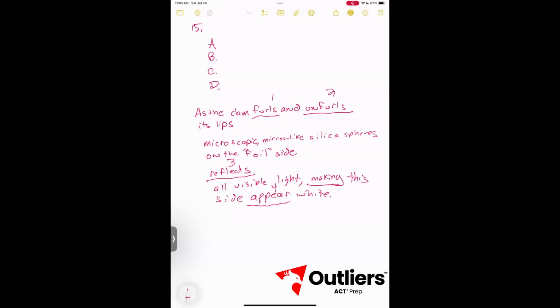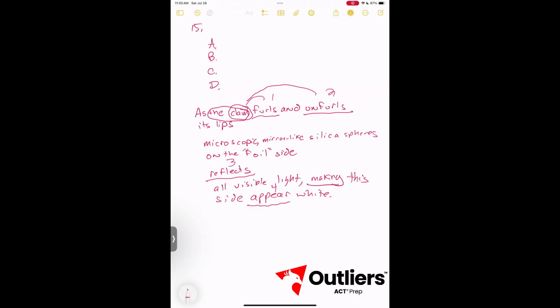For our first verbs, they both share clam as their subject. Specifically, the clam is the complete subject. So the clam furls, the clam unfurls. Both of those verbs are using that. The clam is the one doing both of those verbs.